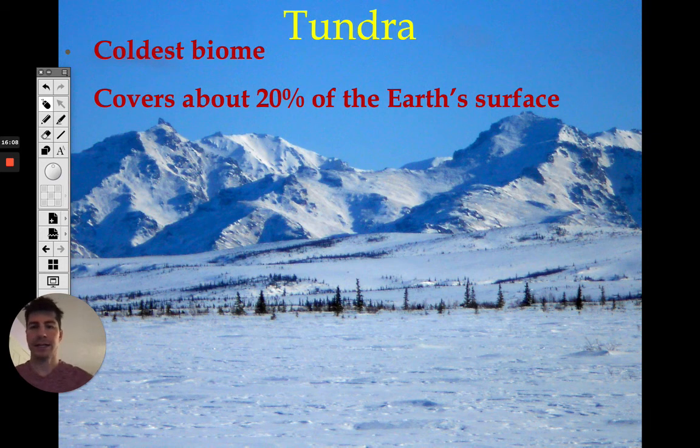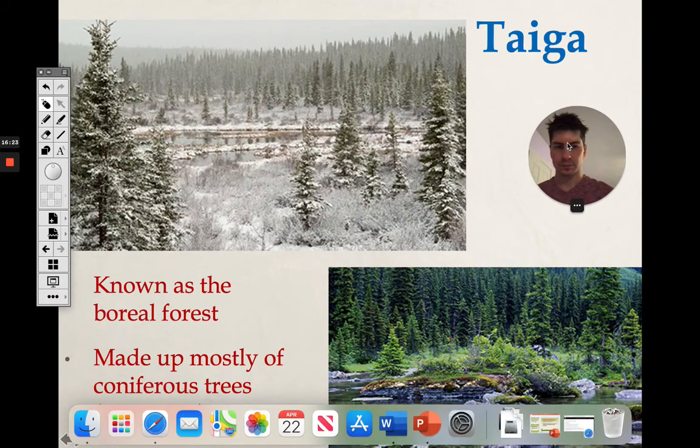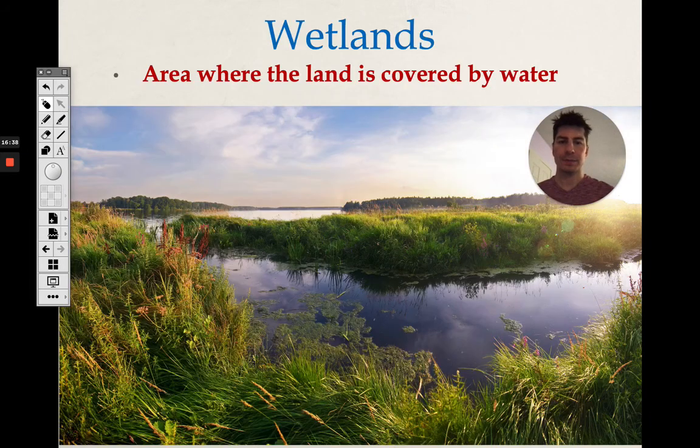Tundra. It is cold. Definitely cold. It covers about 20% of Earth's surface. We'll see that pretty much the furthest distance from our equator. We have the taiga next. It's also known as the boreal forest. We are not going to have the cold temperatures in the taiga as we do in the tundra. So it's going to be made of mostly pine trees, things that can still stand that cold environment.